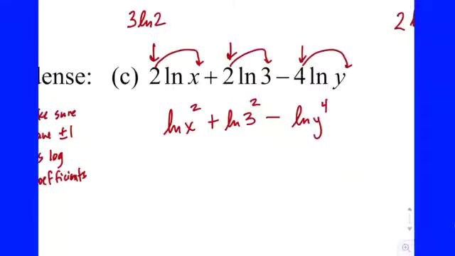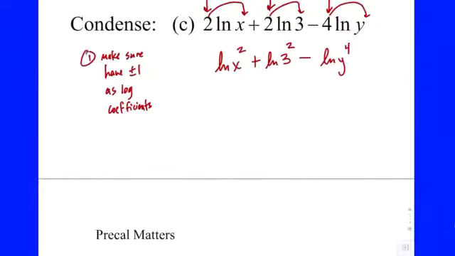So even though you can expand in one step, I would not recommend condensing in one step. Do it in baby steps. Okay, so that would be step 1. Now step 2, condense to 1 log.